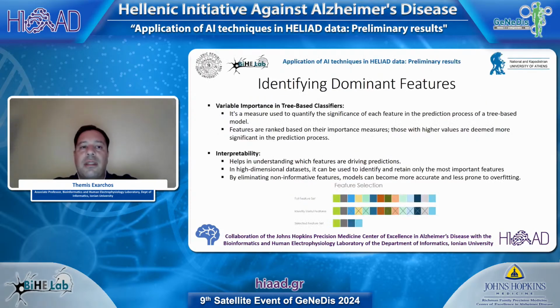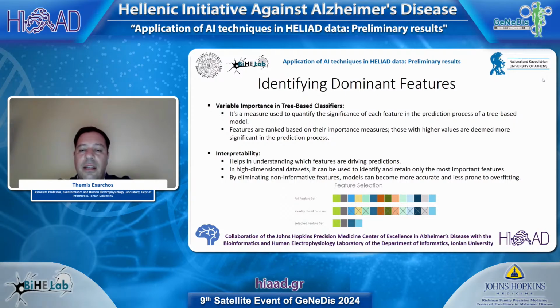And another important step that takes place during the process is the identification of dominant or informative features. We calculate the variable importance in tree-based classifiers, which is a measure used to quantify the significance of each feature in the prediction process. The features are ranked based on their importance measures, and those with higher values are deemed more significant in the prediction process. Those with lower values are usually eliminated from the prediction model and are not used further on. This can also enhance the interpretability and the explainability of the models derived. It helps in understanding which features are driving predictions. And in high-dimensional data sets, it can be used to identify and retain only the most important ones.